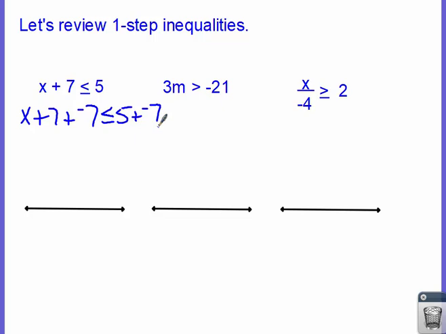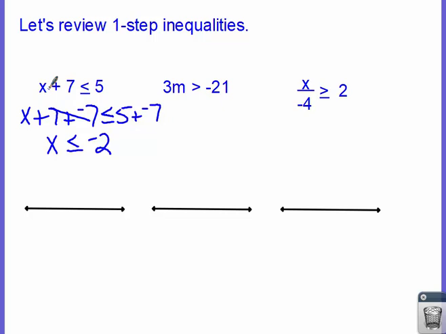Then we simplify the line. So my 7's go away, and we're left with x is less than or equal to negative 2. Now, in order for us to make sure that is a correct solution, we're going to check it. I need to pick a value that is less than negative 2 to plug into our x value at the top. A value less than negative 2 would be negative 3.